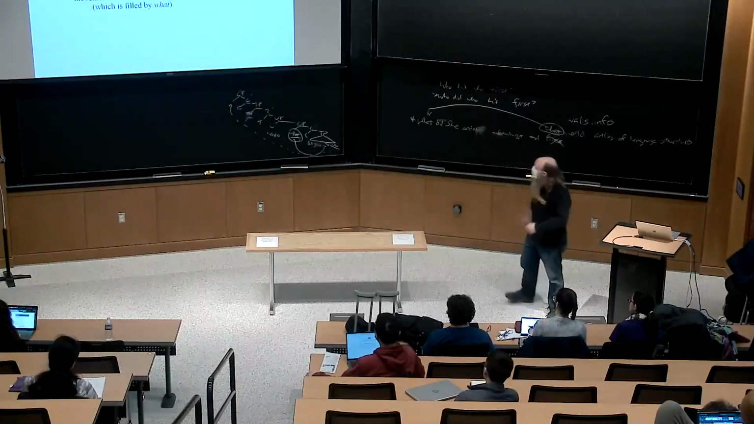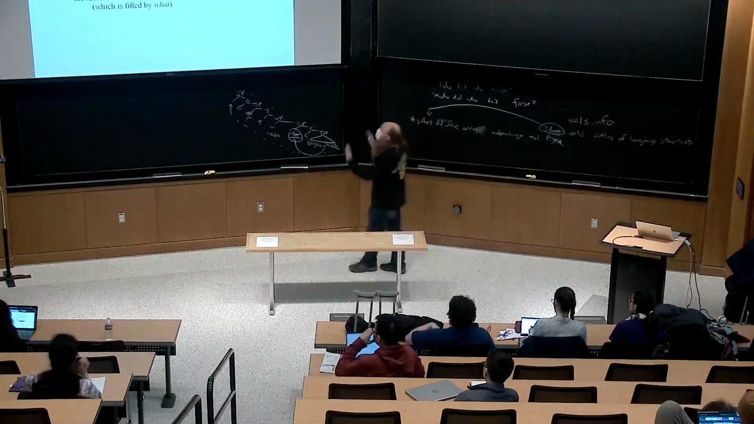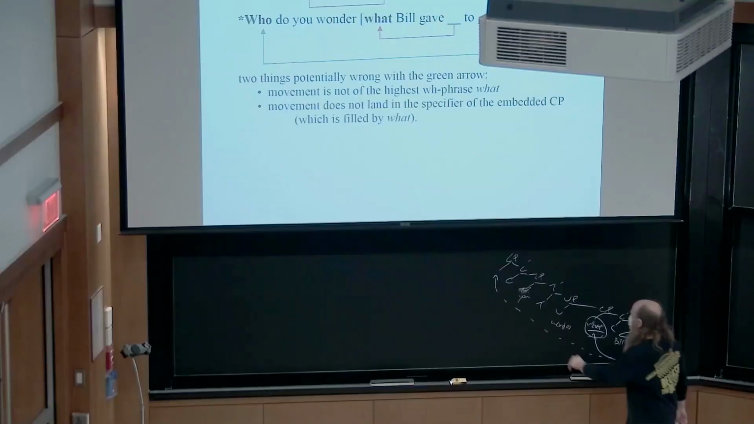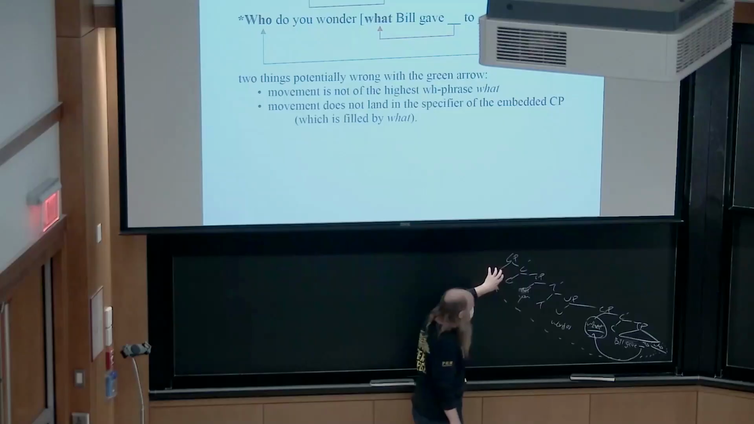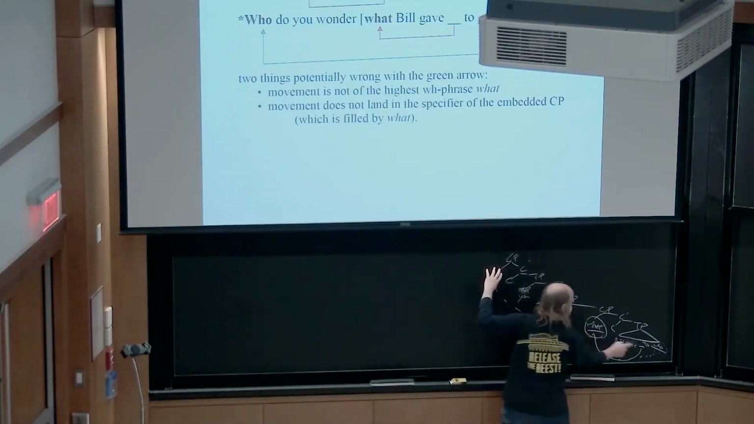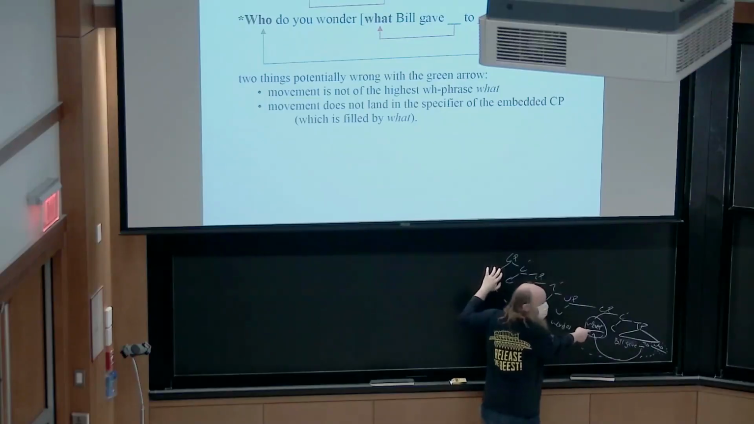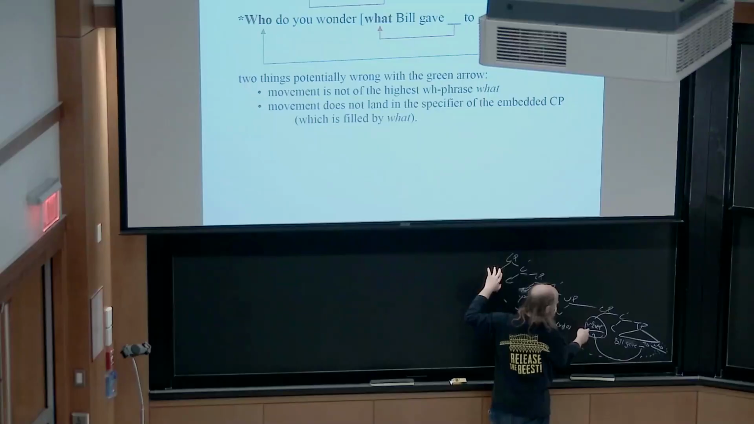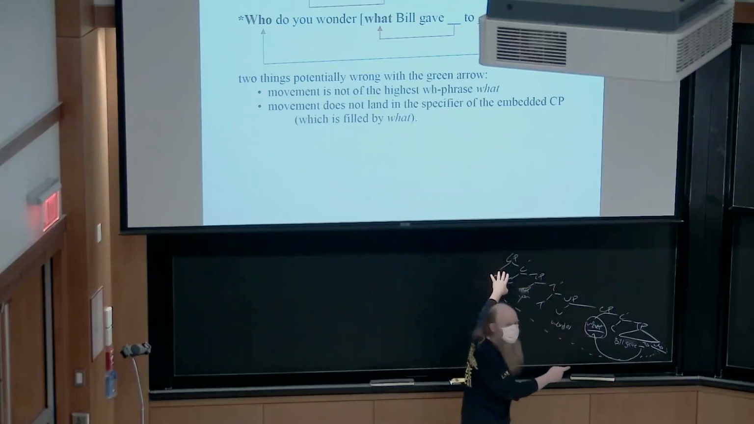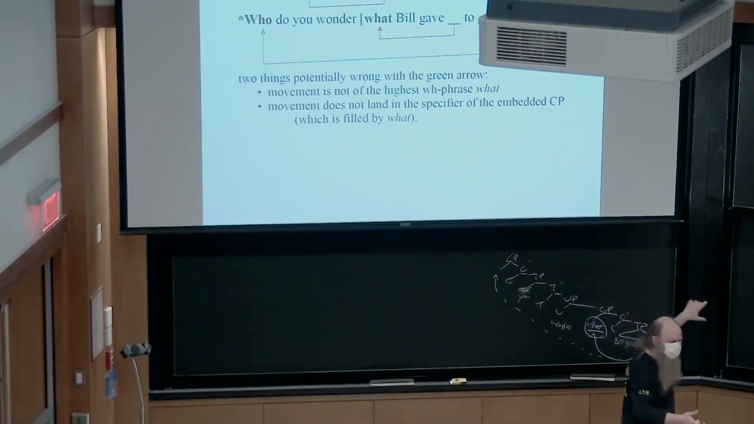The shortest move story about what's wrong with it goes like this. Well, actually, there are two things that you could blame this on. One is, when we're here and we're trying to decide what to move into this position, at this point, there are two WH phrases, what and who, and what is higher. So maybe one thing that's wrong with it is basically superiority over again. You've got two WH phrases. You have to pick which one to move. You should move the higher one. You didn't. So you didn't pick the shorter move.